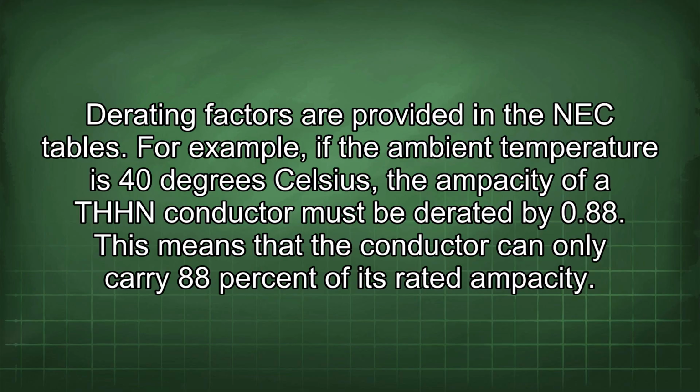For example, if the ambient temperature is 40 degrees Celsius, the ampacity of a THHN conductor must be derated by 0.88. This means that the conductor can only carry 88% of its rated ampacity.